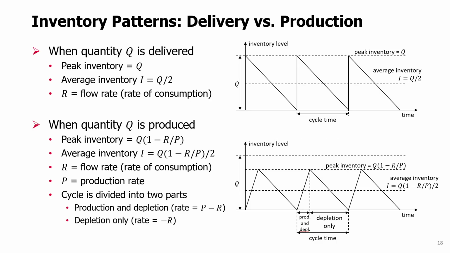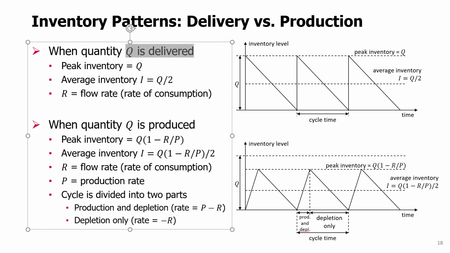When we considered cycle inventory in the case of delivery, and we had quantity Q delivered, the peak inventory was Q, the average inventory was half of Q, and we were just given the flow rate and the rate of consumption. The pattern of inventory looked like this, where this was the cycle time and Q was the order quantity.